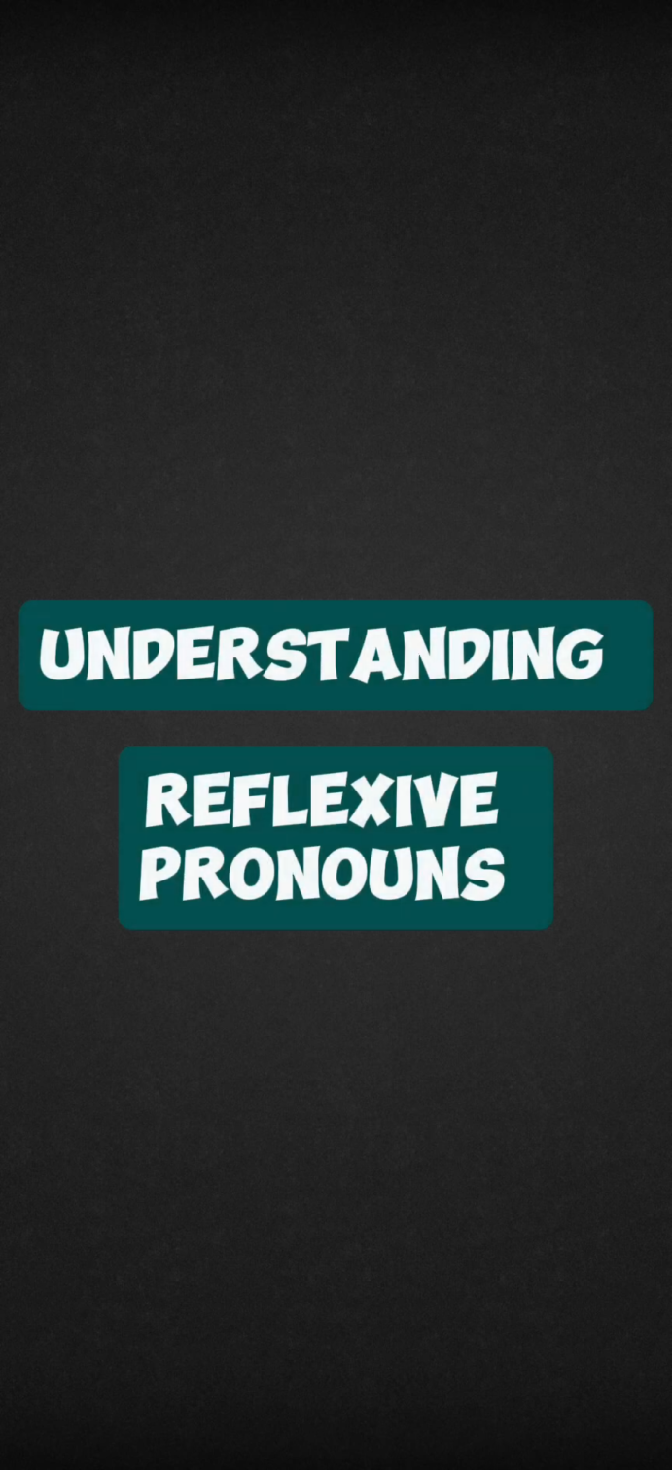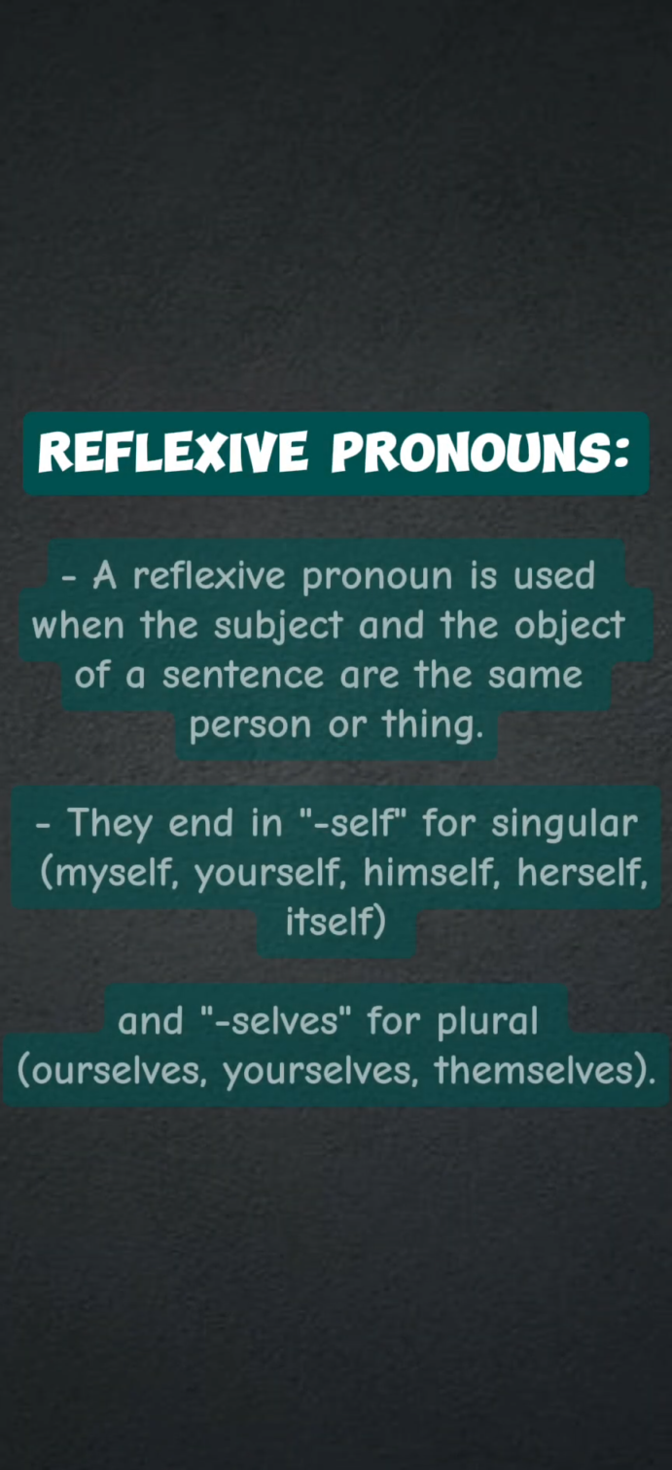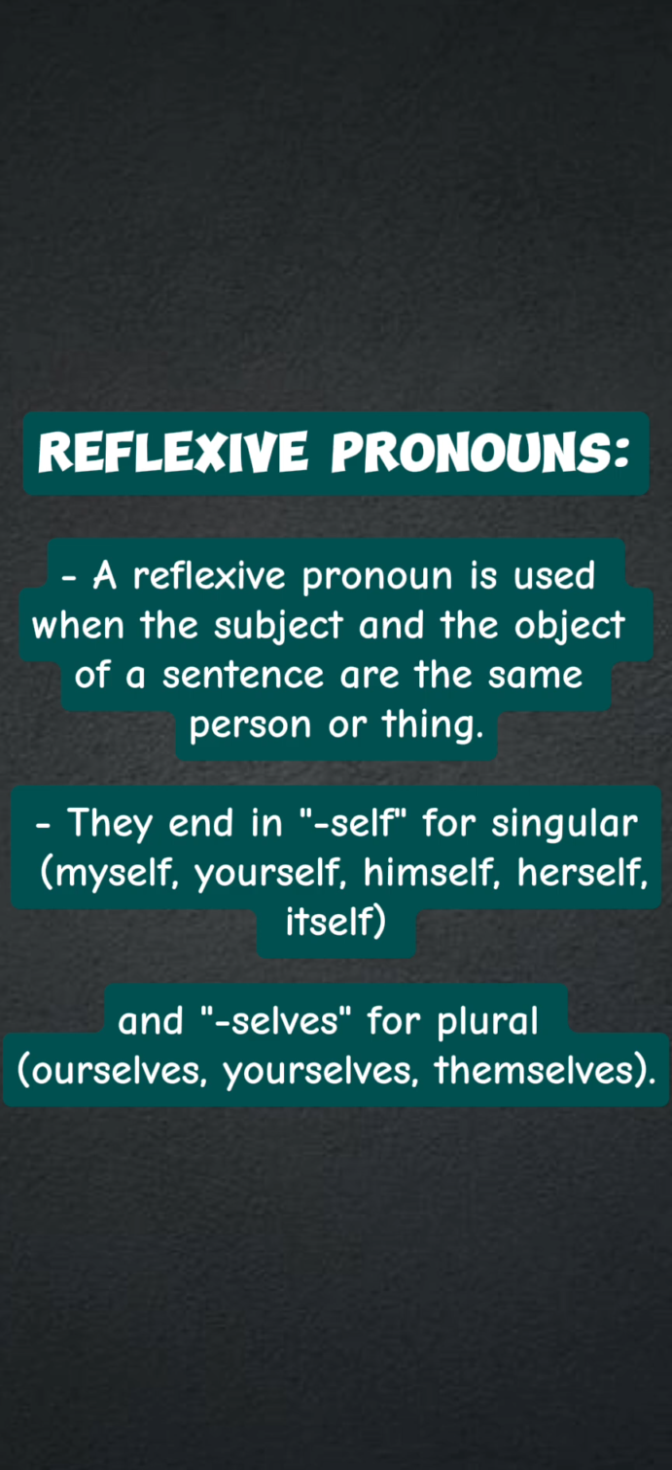Understanding reflexive pronouns. A reflexive pronoun is used when the subject and the object of a sentence are the same person or thing. They end in -self for singular, for example, myself, yourself, himself, herself, itself, and -selves for plural, for example, ourselves, yourselves, themselves.